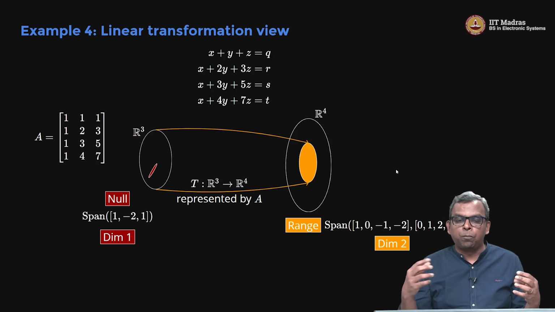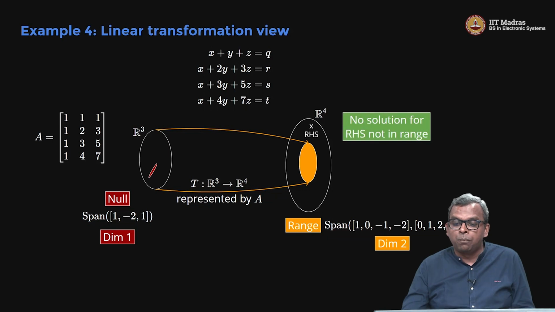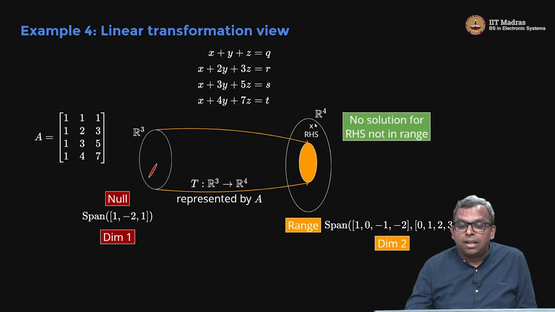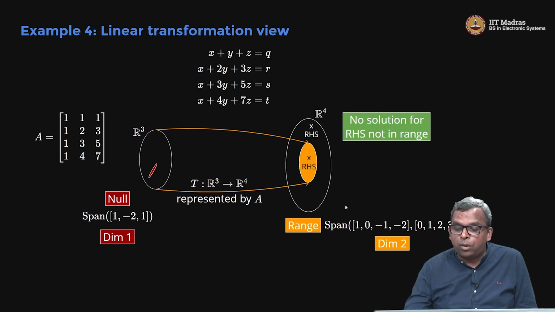So once you have this picture, you can start thinking about what will happen if the RHS is inside the range, outside the range, etc. The first easy solution is if you have the RHS outside, then there is no solution. The next case is if it's inside. If it's inside, what will happen?